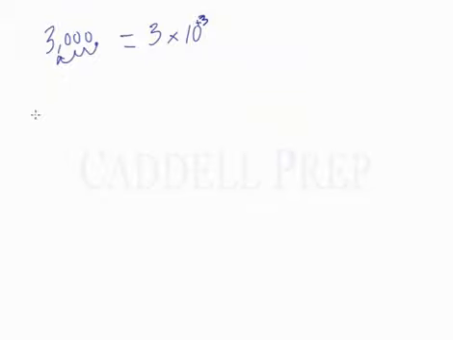Let's look at another one. 5,000, or let's make it 54,000. Again, we need some number between 1 and 10. So it moves over 1, 2, 3, 4 spots. So 5.4 times 10 to the something. We move this decimal 4 spots, so 10 to the 4th.